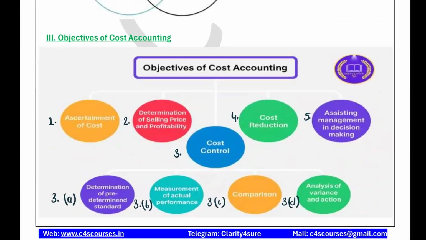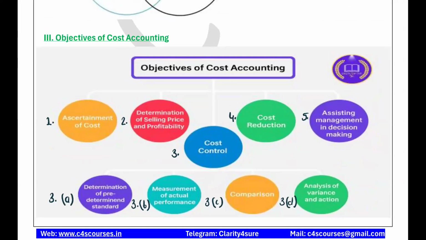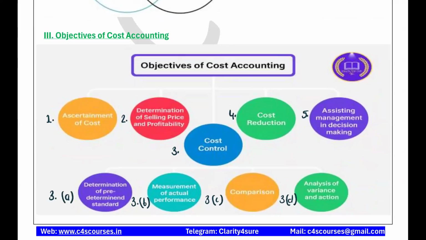Now, very important, what is the objective of cost accounting? The objective of cost accounting has been broadly described in 5 categories. You should remember each category very well, right? I will give you just a glimpse. You have to revise these things multiple times and have clarity.